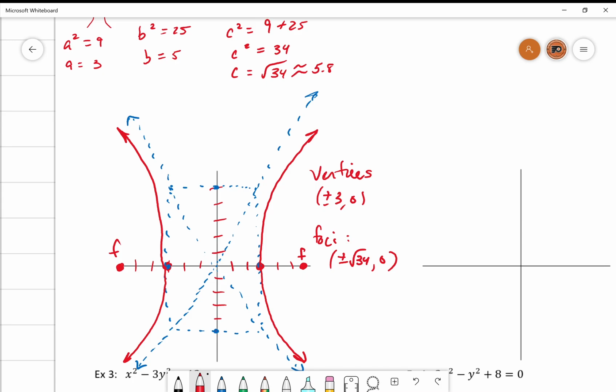And last but not least, our asymptote: y equals plus or minus. Now to get the slope, you went up 5 over 3. Rise over run. Done deal.